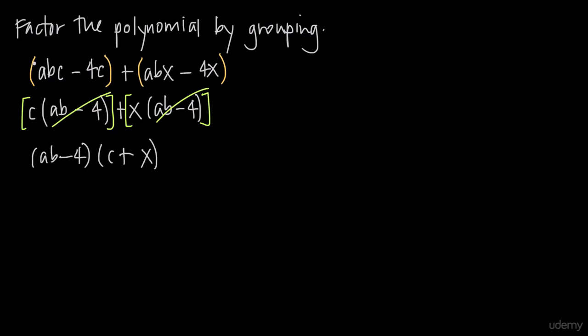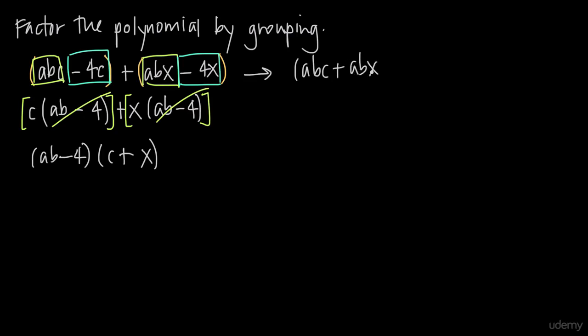We could have grouped together the first term and the third term, abc and abx, because they both have an ab in common. We also could have grouped together this negative 4c and a negative 4x because they have a negative 4 in common. So let's go ahead and group them together that way and see what happens. We would have said abc plus abx. That's one group. Then we add to that our other group.